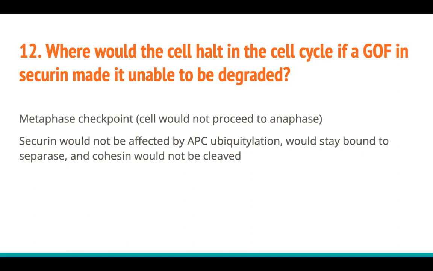And that's because when the APC, CDC20 and APC complex ubiquitylates securin, it has a gain of function, so it won't be degraded. It will stay bound to separase and sequester it, and then cohesin would not be cleaved, so your chromatids can't separate and anaphase cannot happen. So the cell would probably also die.